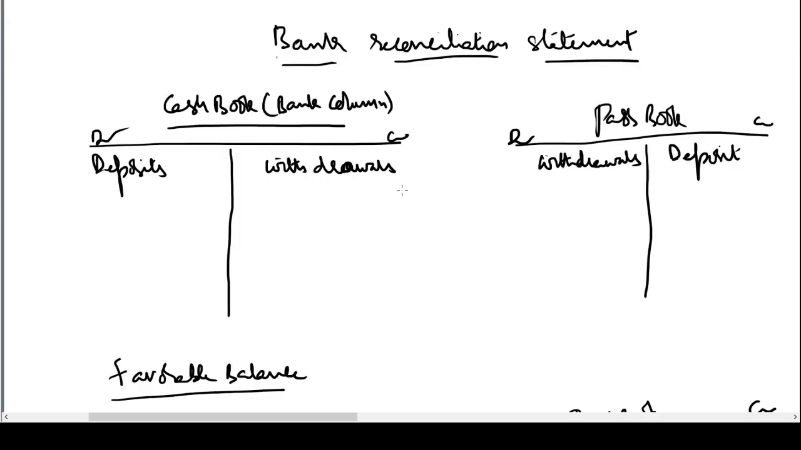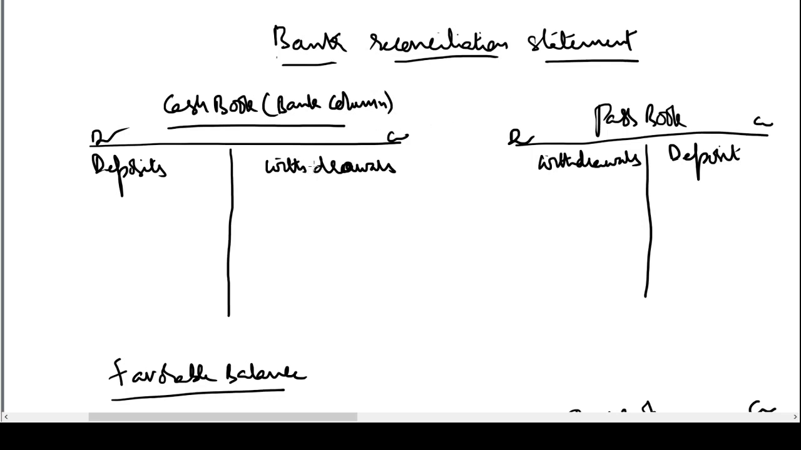Hi friends, I welcome you to the next video, and in this video we'll start with a new topic. We'll talk about bank reconciliation statement. So what is bank reconciliation statement, how to prepare bank reconciliation statement? We will take it up in the next videos, but in this video we'll try to learn the fundamentals which are required to prepare a bank reconciliation statement or to understand a bank reconciliation statement.